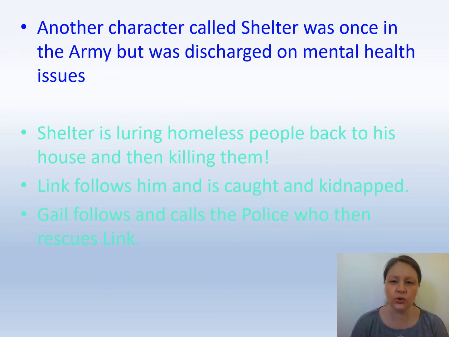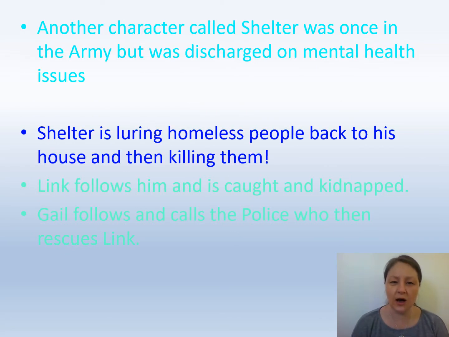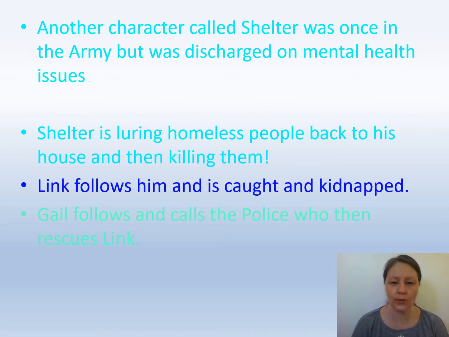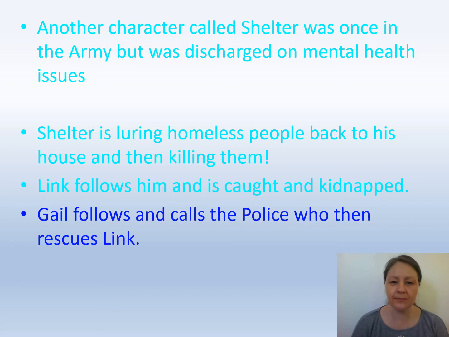There's another character called Shelter, who was once in the army but was discharged. Now he is going around killing homeless people, and Link follows him, is caught, kidnapped, and Gail follows and then calls the police, who then rescue Link. Even though Gail saves Link's life, Link feels a bit betrayed by her because she lied to him. Okay, so that's kind of the outline of the story.